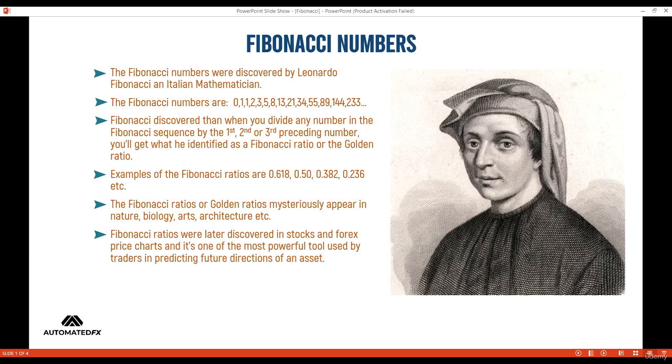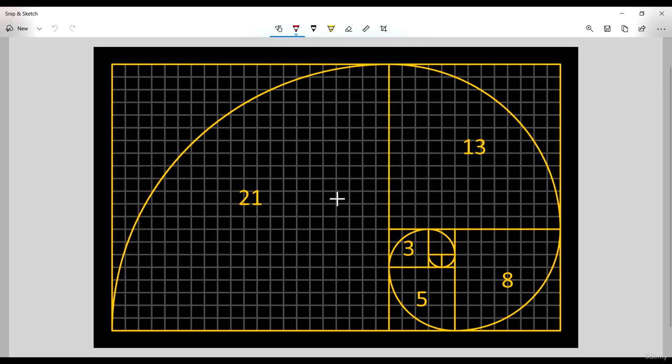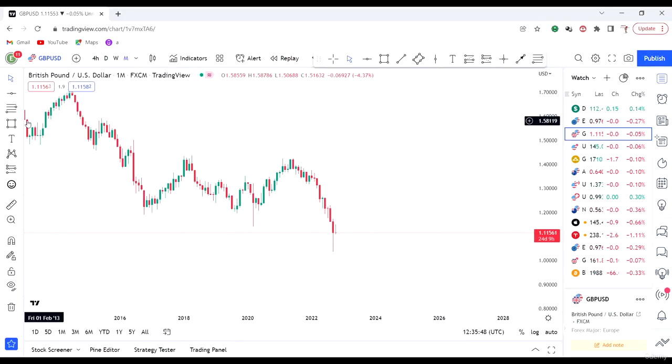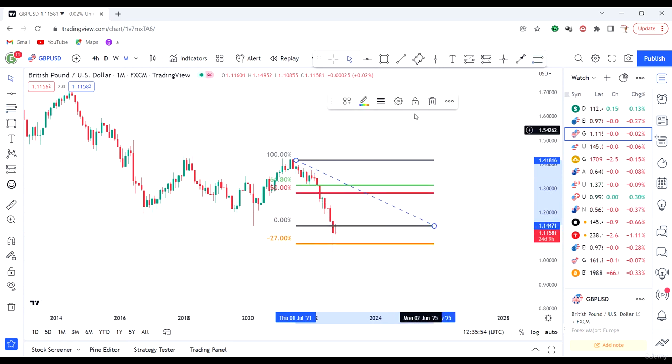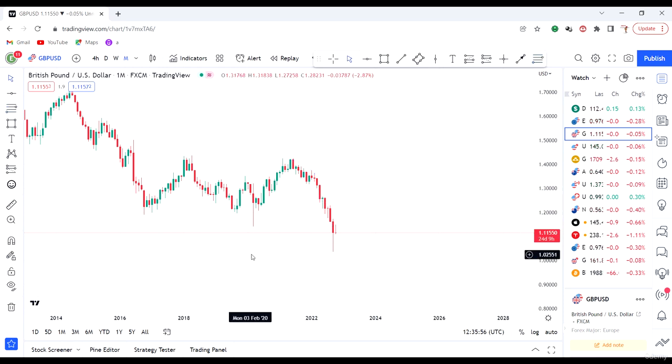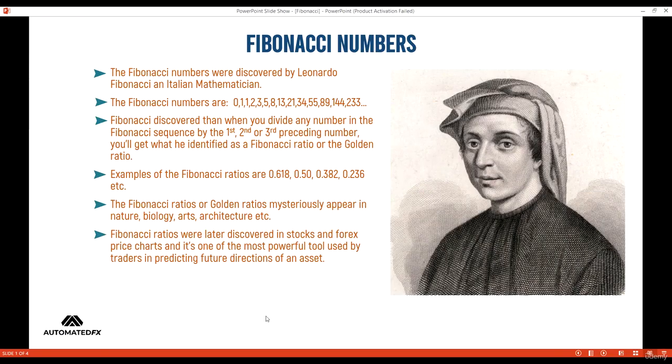In this lecture, we're going to be looking at the Fibonacci. In our last lecture, in the module on indicators, I spoke a little bit about the Fibonacci tool. This is the Fibonacci tool. In this lecture, we are going to be learning about the concept behind the Fibonacci tool. So now we have what we call the Fibonacci numbers.